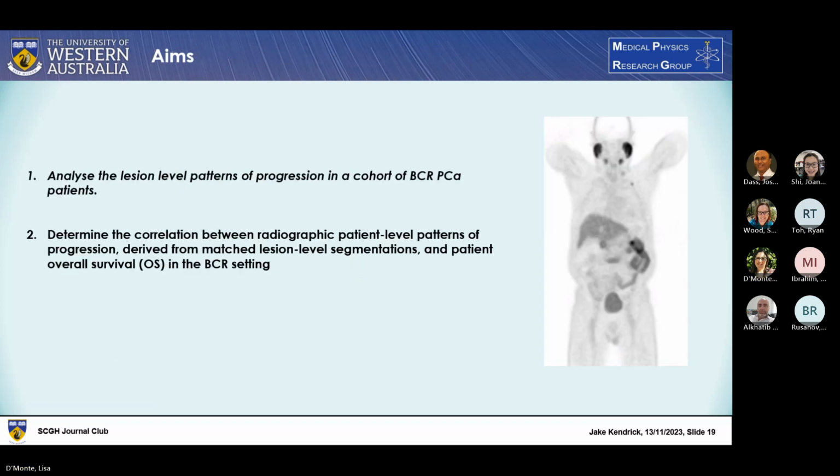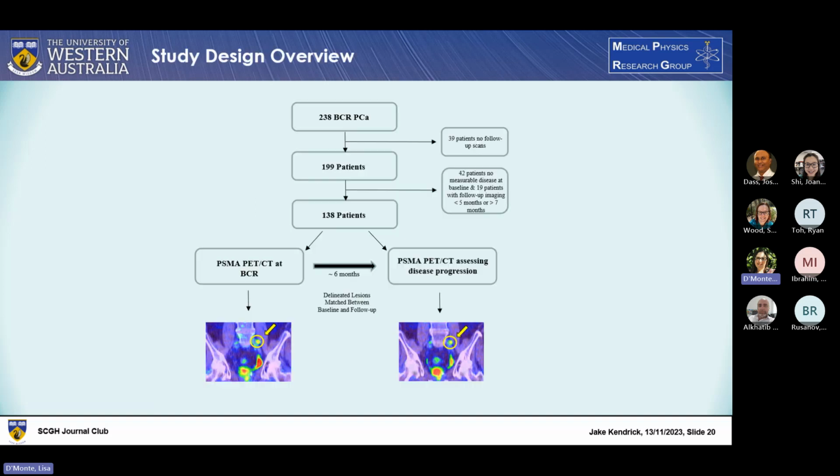So really our aims of this study were to analyse the lesion-level patterns of progression in our particular BCR cohort, and then we wanted to package these lesion-level classifications into a patient-level summary and assess the correlations between those and overall survival as well. We wanted to make an estimation of what the best metric would be to use when you're assessing lesion-level progression. So this is the same cohort from the previous study.